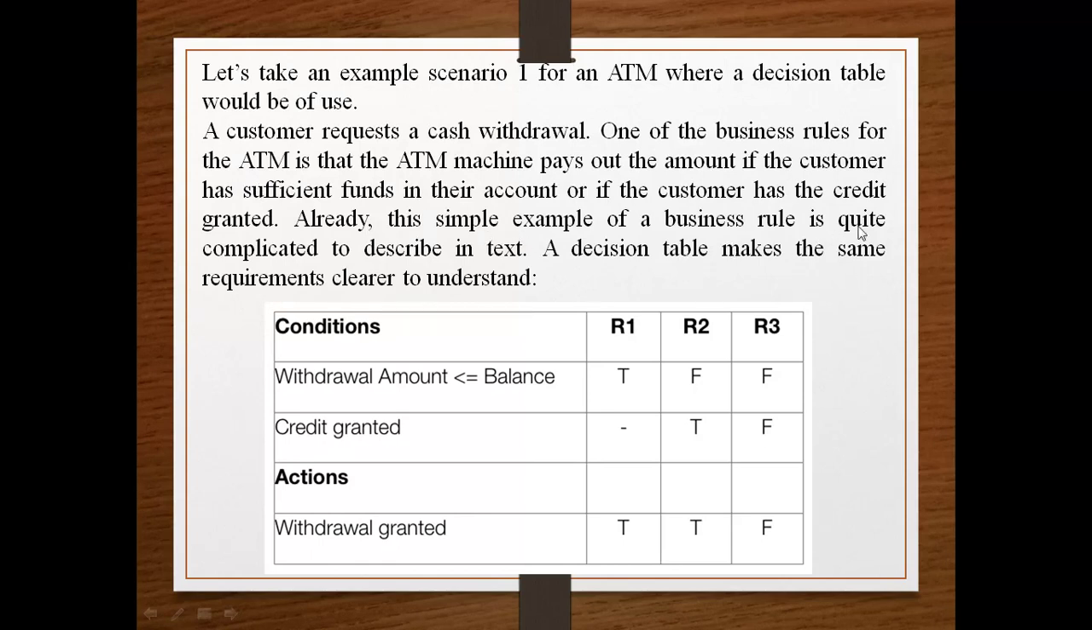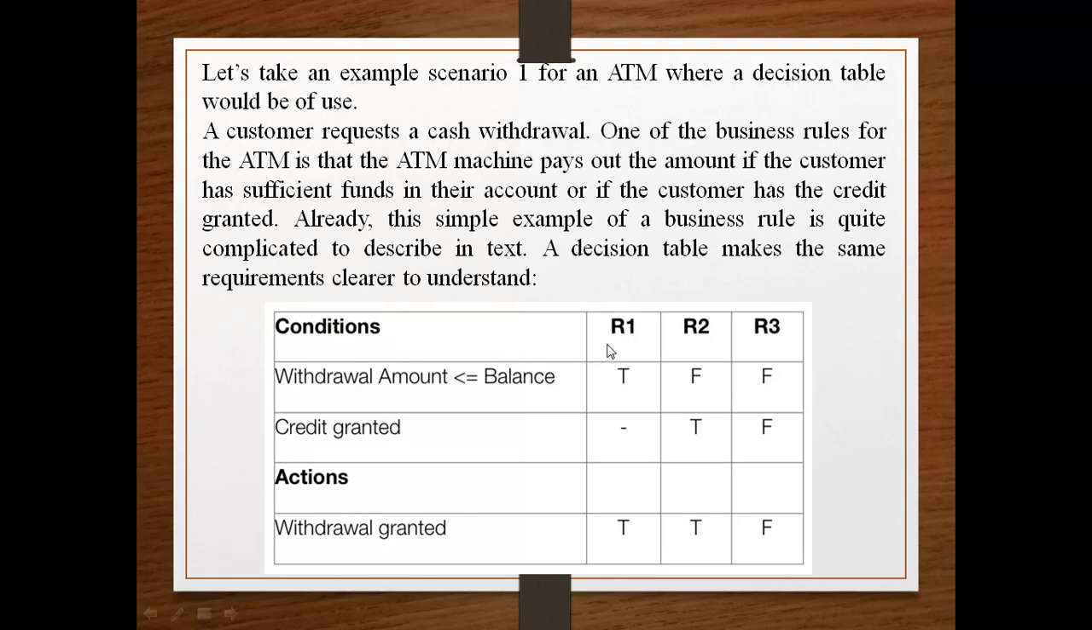This simple example of a business rule is quite complicated to describe in text. It is very difficult in text. Sometimes we may miss any of the conditions or queries. So your decision table is going to help me to do it. So now conditions, how many rules?